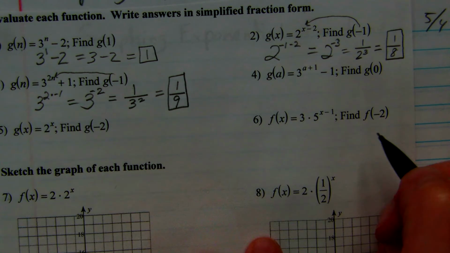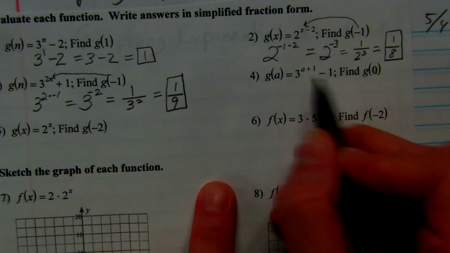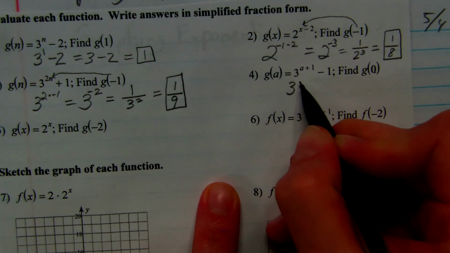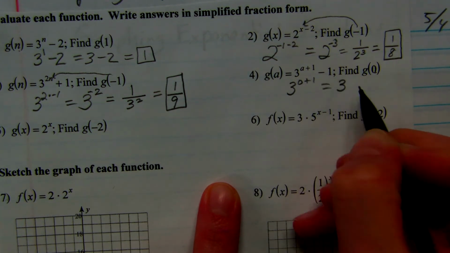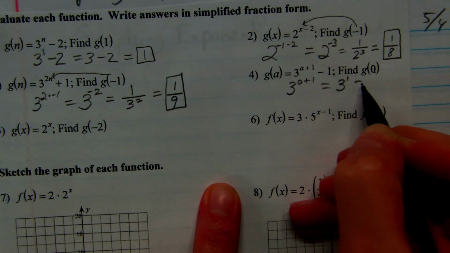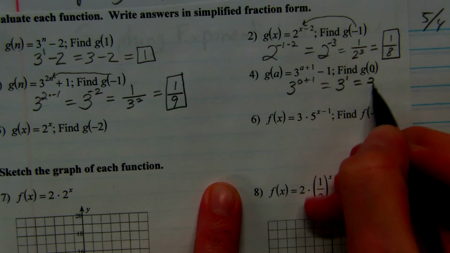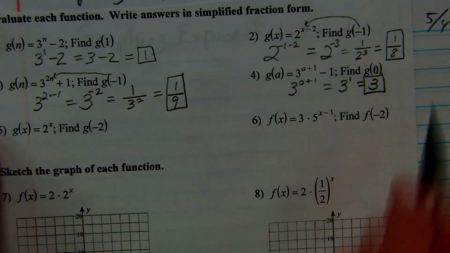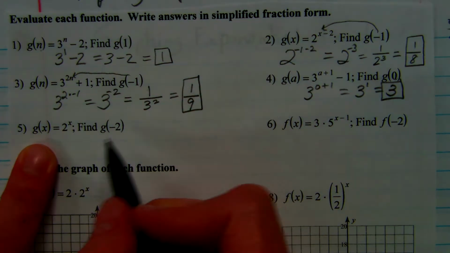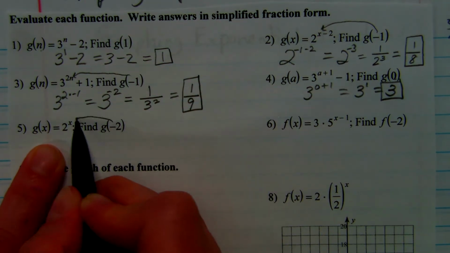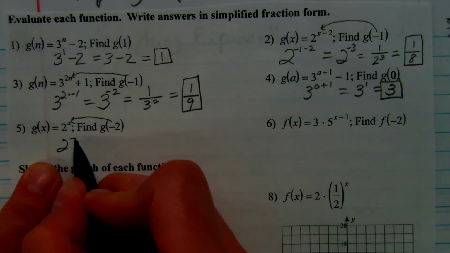So we're just going to zoom through these. On number 4, we're going to put 0 in for a. So I'm going to have 3 to the 0 plus 1 power. Well, gosh, I don't know. That's pretty tough. It'd be 3 to the first power, which would just be 3. All right, let's go over to number 5. So if I put negative 2 in for x, it's just 2 to the negative 2.